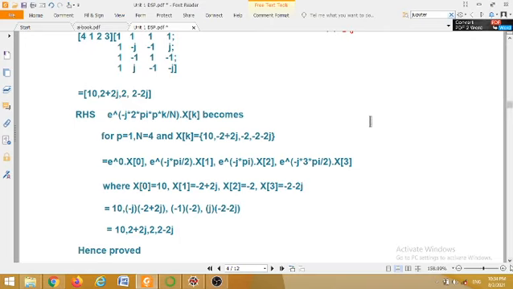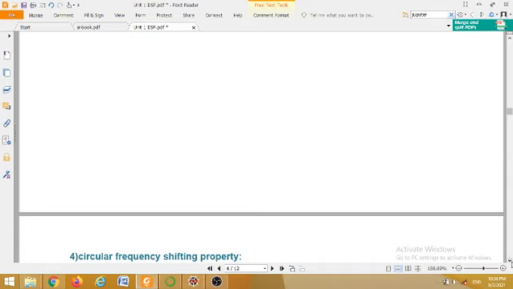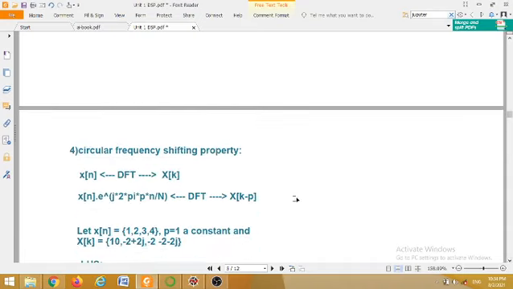A shift in the time domain causes multiplication with some exponential value. So what happens if the shift is done in the frequency domain? There are two cases: one is the time shifting and the other is the frequency shifting. If you are doing the frequency shifting, then instead of X of k you will get X of k minus p, and its IDFT is multiplied by an exponential value. x of n is multiplied by e power plus j 2 pi p n by N. It is the time domain, so it is small n.